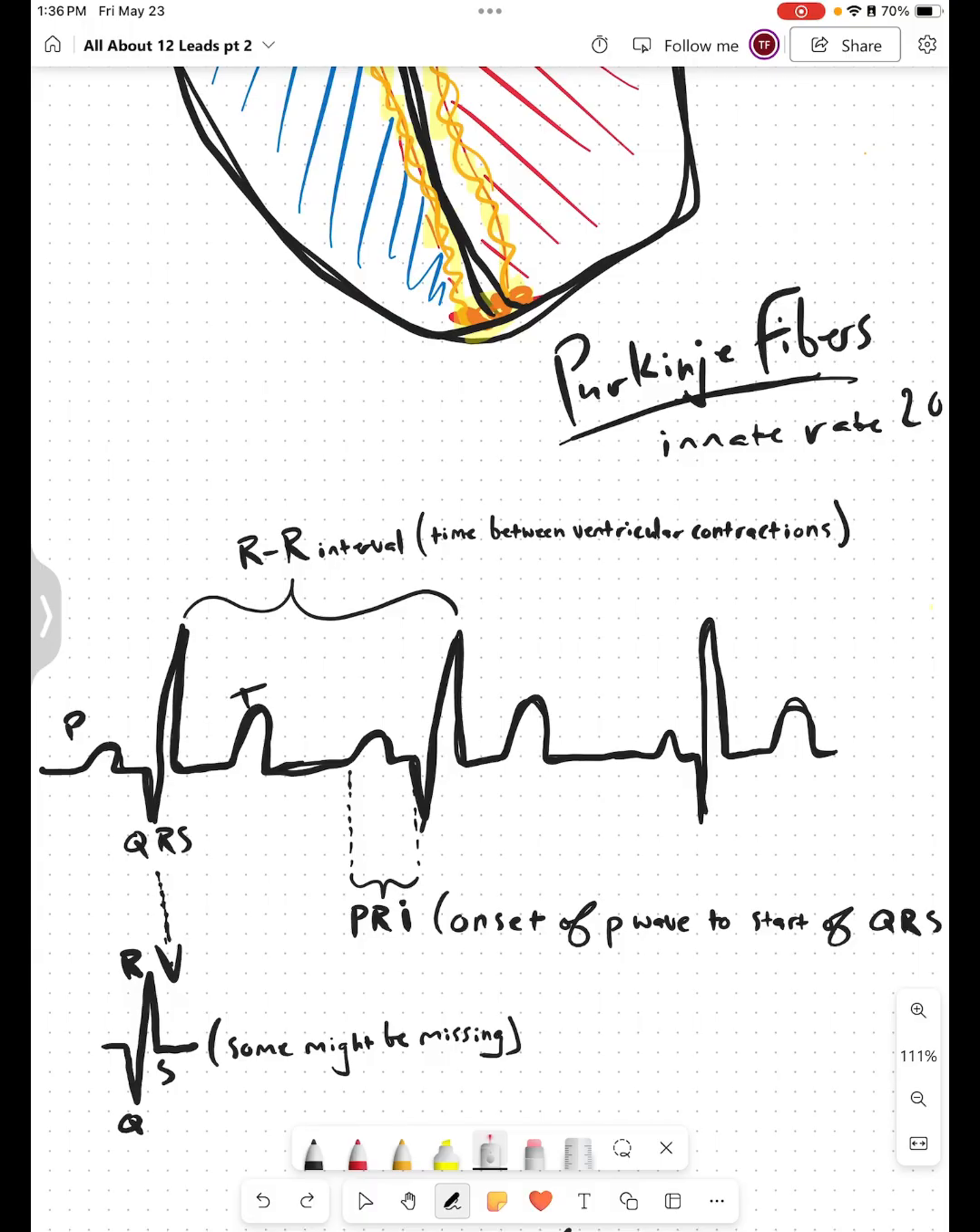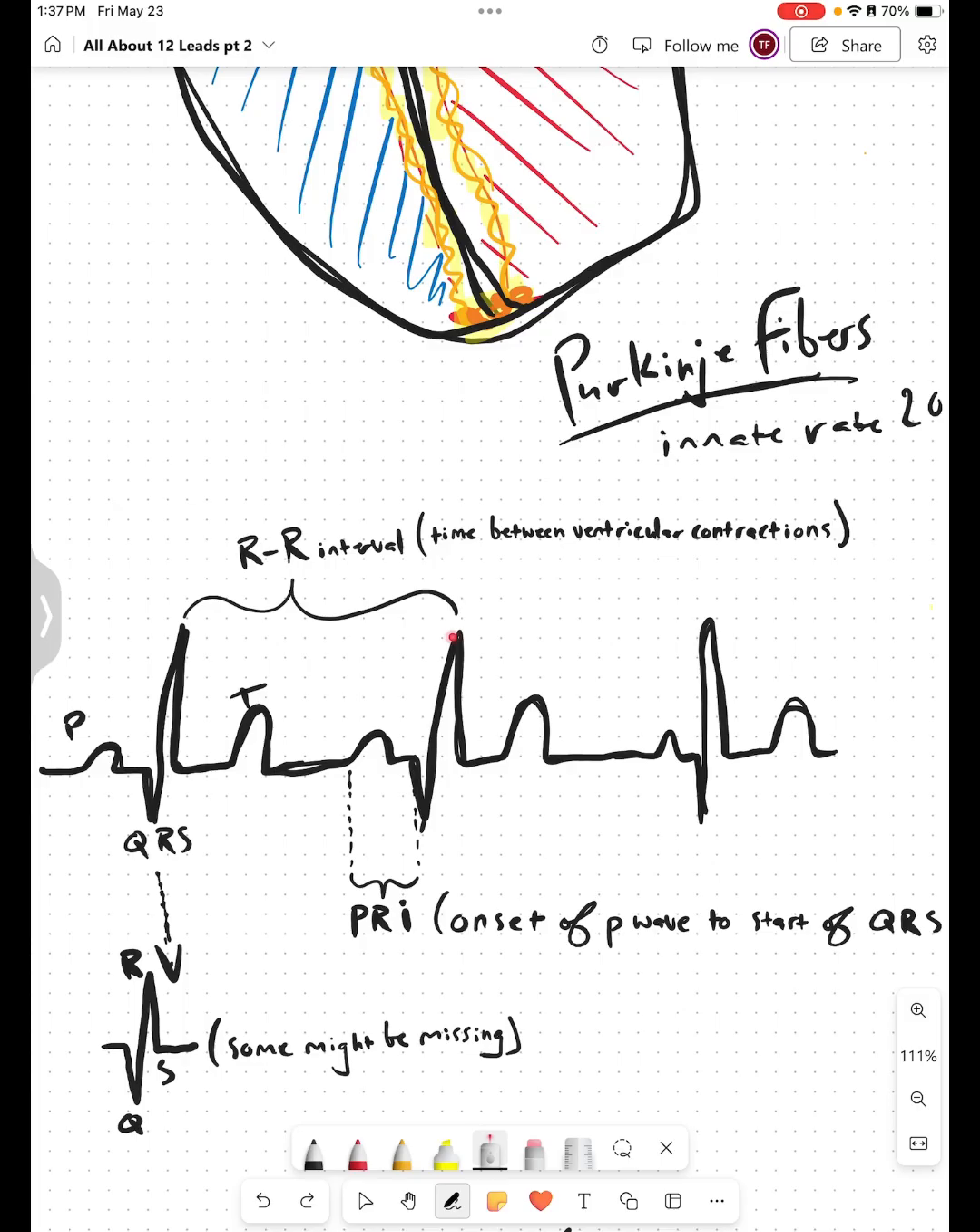Some other things to note when we are about to get into rhythm interpretation: this R to R interval right here. R to R is going to be the time between ventricular contractions, and we're going to measure that from the peak of one R wave to the peak of another R wave. And we're going to use that to gauge how regular or irregular a rhythm is. Some rhythms are regular, some are irregular, and so we're going to be looking at our R to R intervals to decipher that.